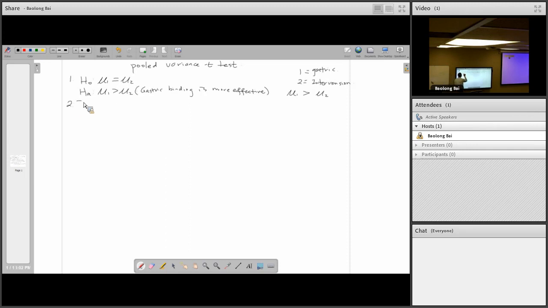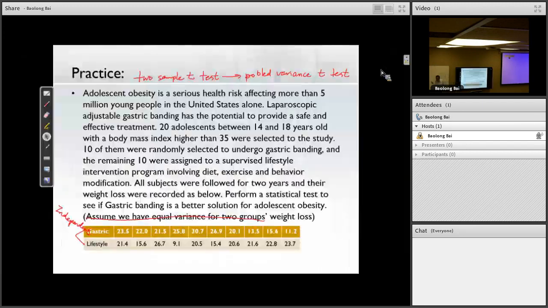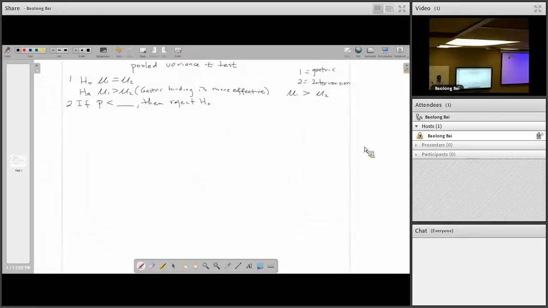And step 2, if P is less than alpha, then reject null. So basically, we need to know what alpha value we choose, right? So if you look at the problem, does it tell us what alpha to use? It didn't. But don't worry, we have a default value for alpha, right? The default alpha will be 0.05. And then step 2 is done. And step 3, we need to calculate the test statistic and find the p-value, right?